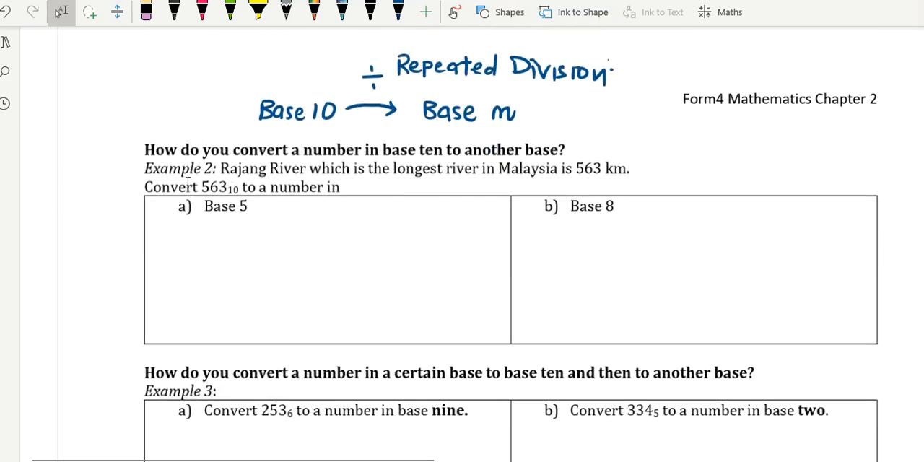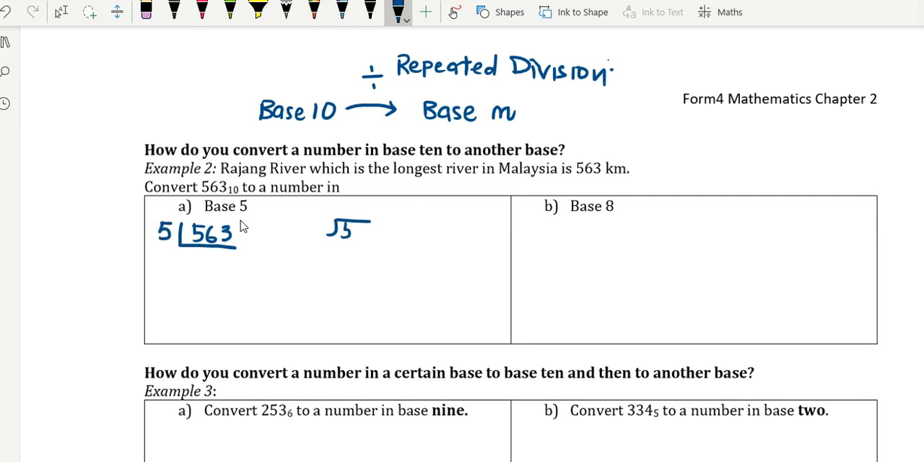Let us try example 2. Rajang River, which is the longest river in Malaysia, is 563 kilometers. So you have to convert this 563, this value in base 10, to a number in base 5. What should you do? We use repeated division. 563, I list it down. I want to convert it to a value in base 5. So I'm going to divide by 5.